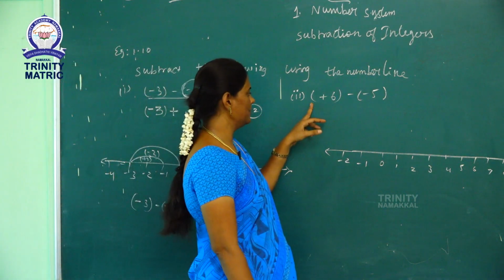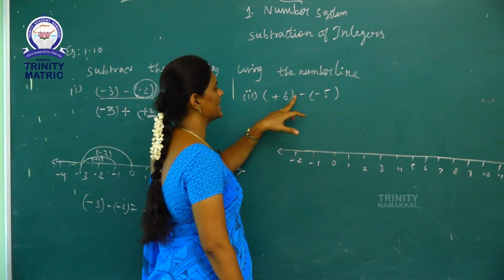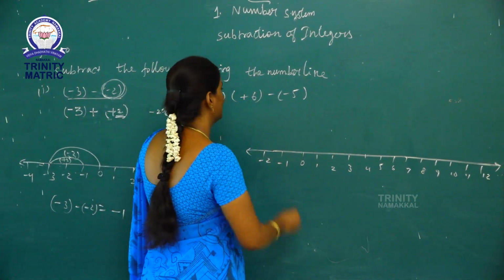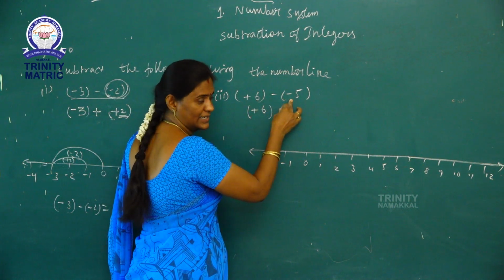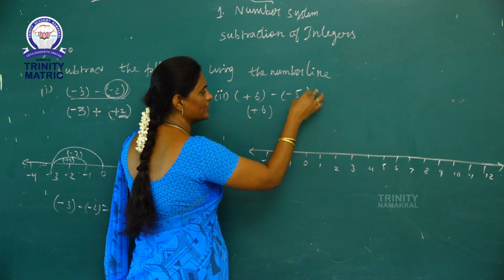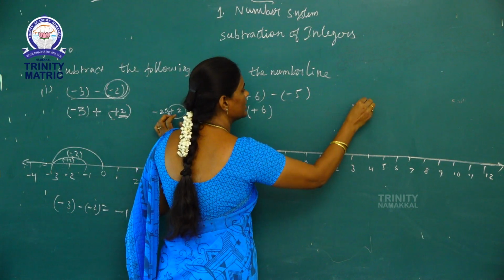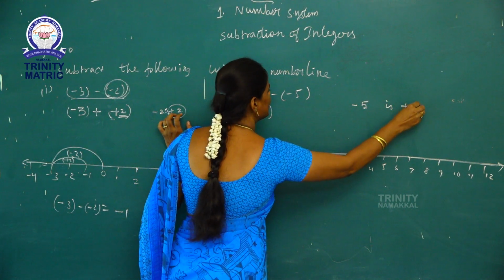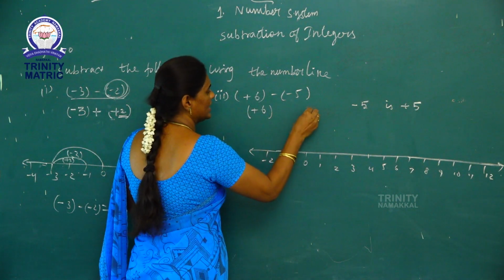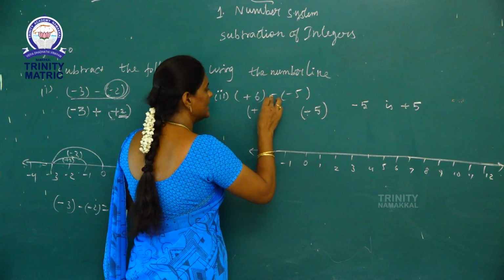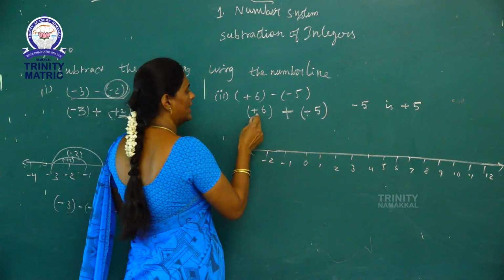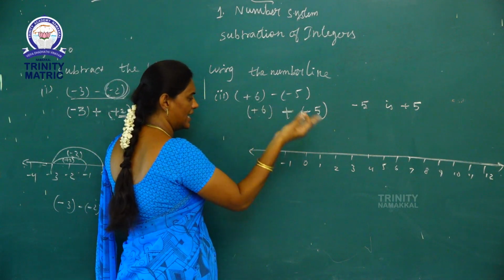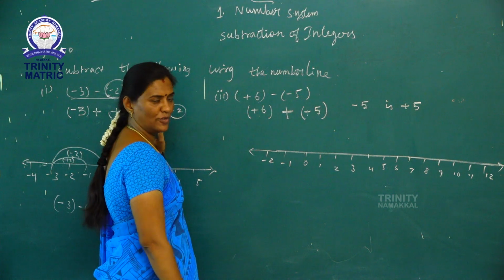See the second sum. Plus 6 minus of minus 5. See here, the first term you write as it is. When we subtract the integer, we take the additive inverse of the second term. The additive inverse of minus 5 is plus 5. So for this minus 5, we write plus 5. This minus changes to plus. Now we add these two integers, same as for the subtraction of integers.